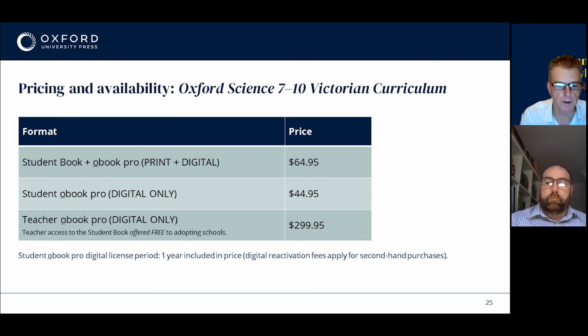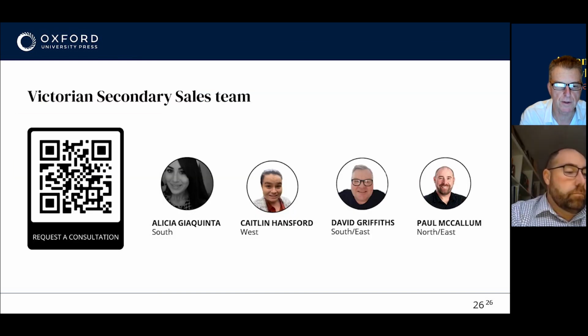The Student O-Book Pro digital license period is for one year, and then there's a reactivation fee that applies for second-hand purchases. This is the Victorian secondary sales team: Alicia Giaquita, who looks after broadly the south; Caitlin Hansford looks after the west; David Griffiths, the south and part of the east; and Paul, who you will be familiar with, the north and the other part of the east. My name's John Purnell, I'm State Sales Manager.